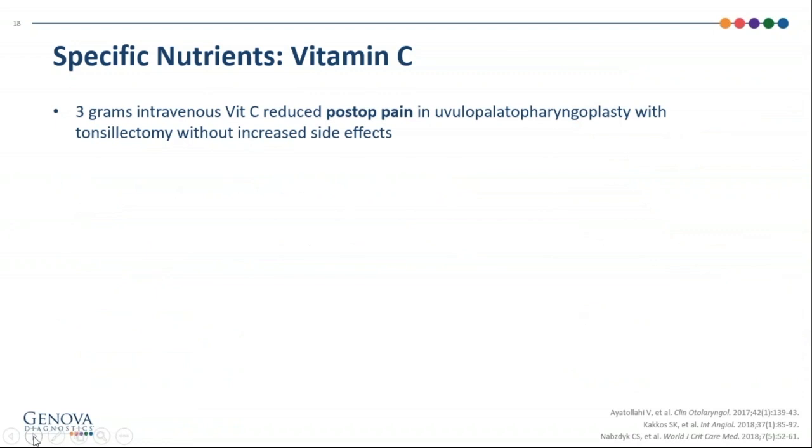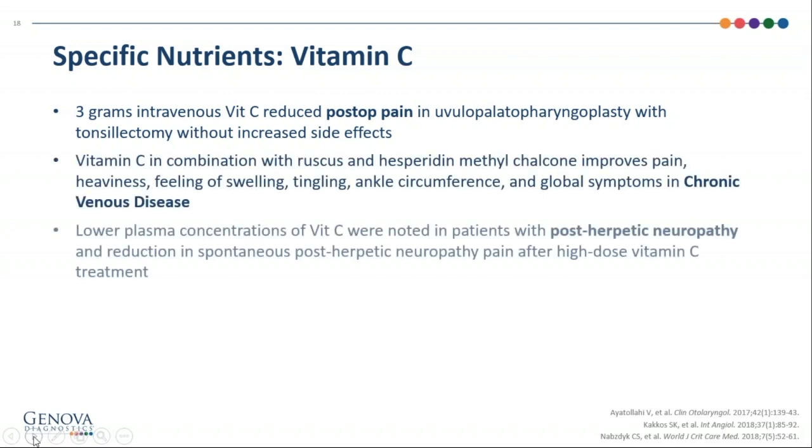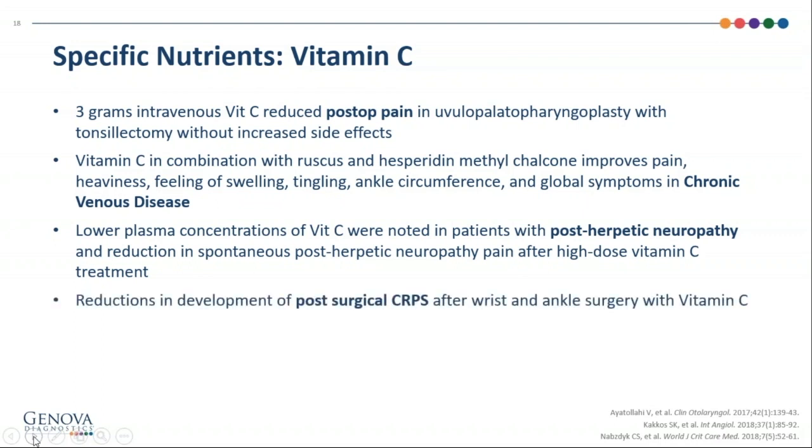So this is a study looking at 3 grams of IV vitamin C, which actually reduced post-op pain in UPP surgery, and I will tell you that's one of the most painful surgeries, being an ex-anesthesiologist. And vitamin C was also helpful in chronic venous disease. It was helpful in post-herpetic neuropathy. In fact, there's a lot of studies showing IV levels of vitamin C can be very helpful in patients that have shingles. There was a reduction in post-surgical CRPS.